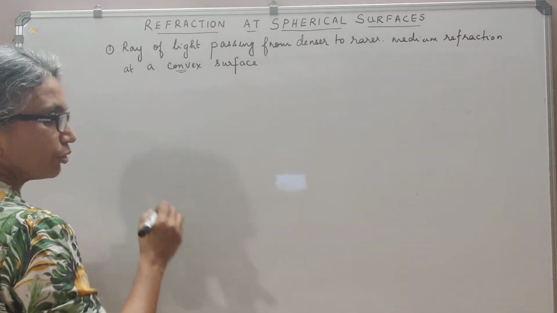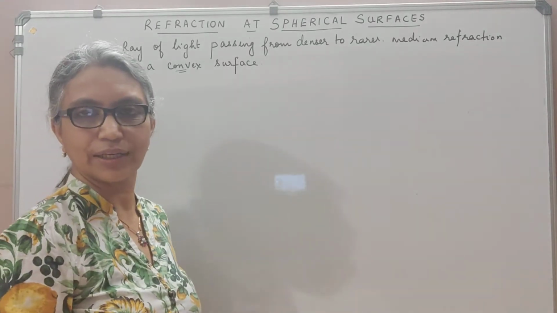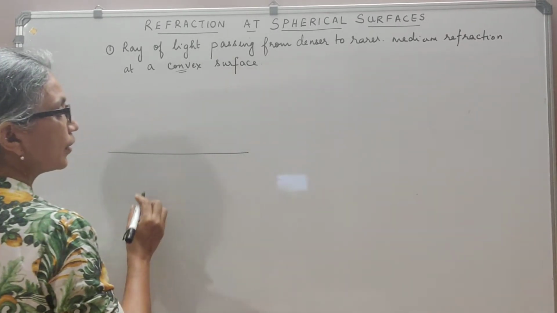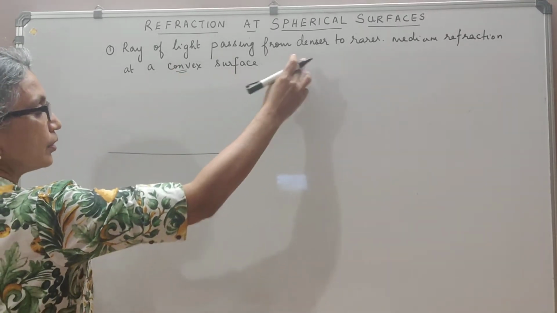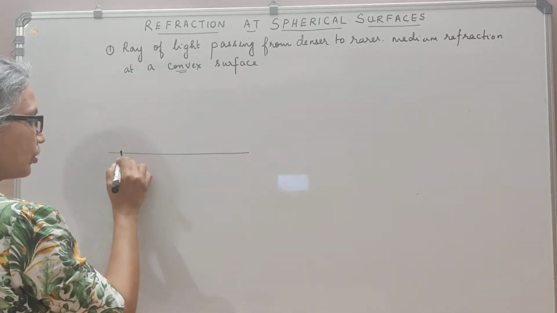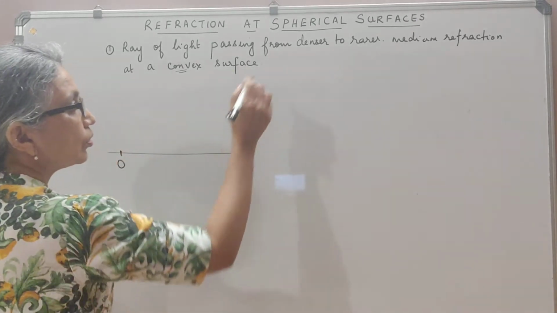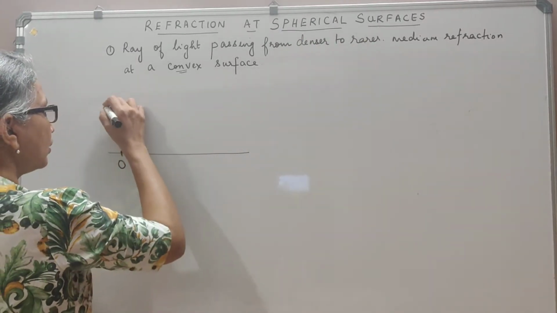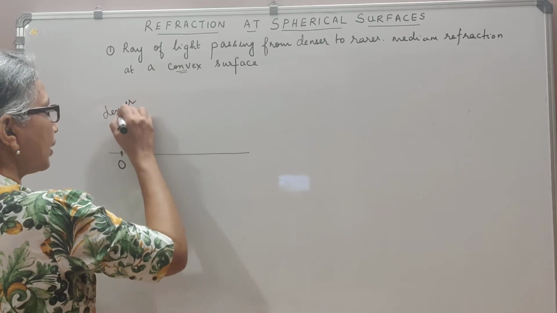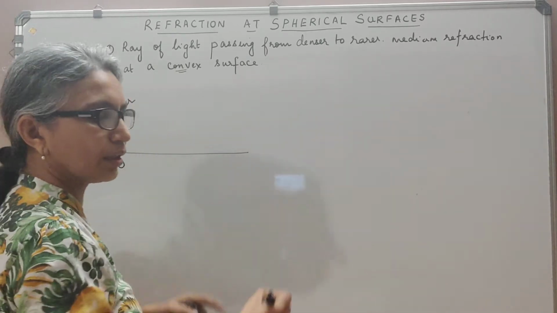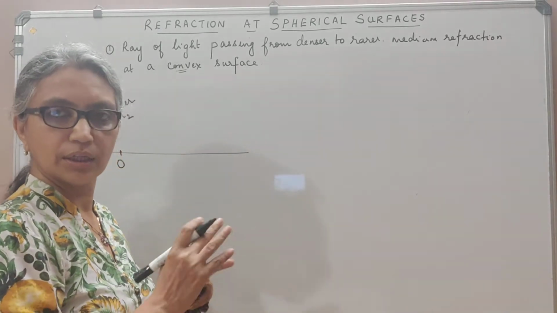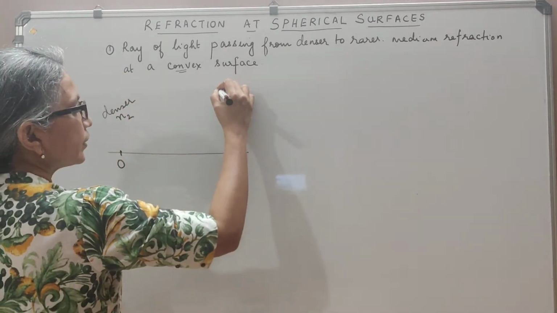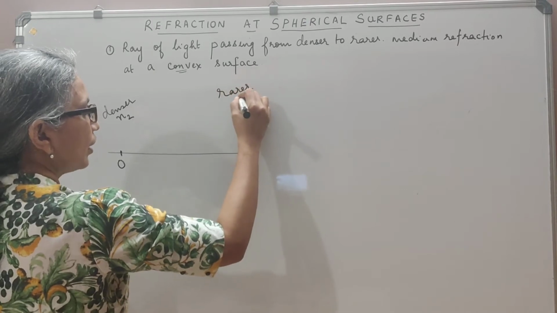So first, I told you, if you know the diagram, then the derivation is actually very easy. So we will now draw the principal axis. I told you, we take the object on the left side always. So ray of light has to pass from denser to rarer. So the object has to be in the denser medium. Let me take it as N2, because then finally there will be no confusion. Denser medium, for these derivations I am taking as N2. And it is going into the next medium, that is a rarer one, so N1.